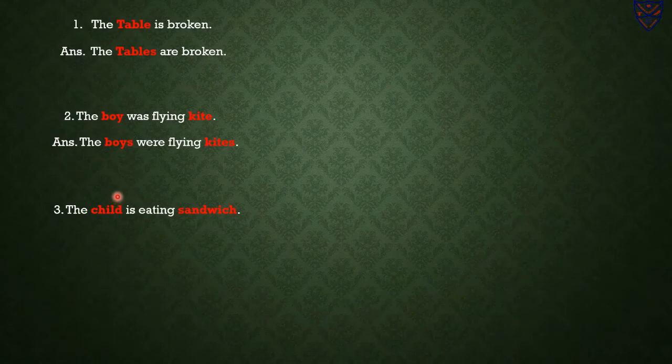The child is eating a sandwich. Here you can see the nouns child and sandwich. Now convert this sentence into plural. The children are eating sandwiches. Here you can see child will become children, right? Here child is one, so we have written is, but children are plural, so we will write are, and sandwich will become sandwiches. Why? Because at last you can see ch. So to convert this sandwich into sandwiches, we have to add es. Okay.